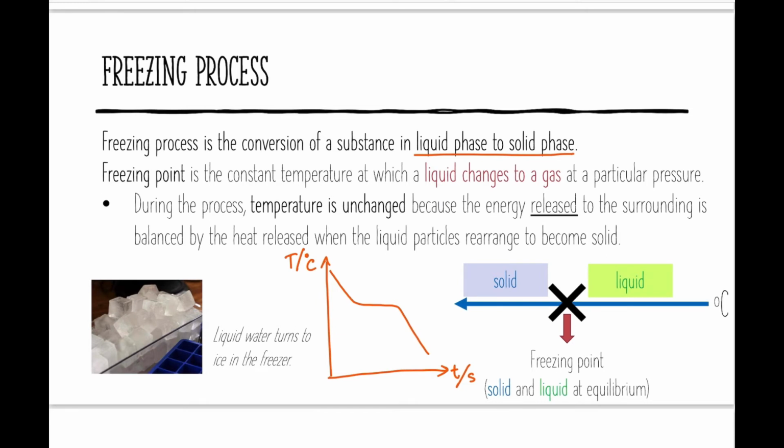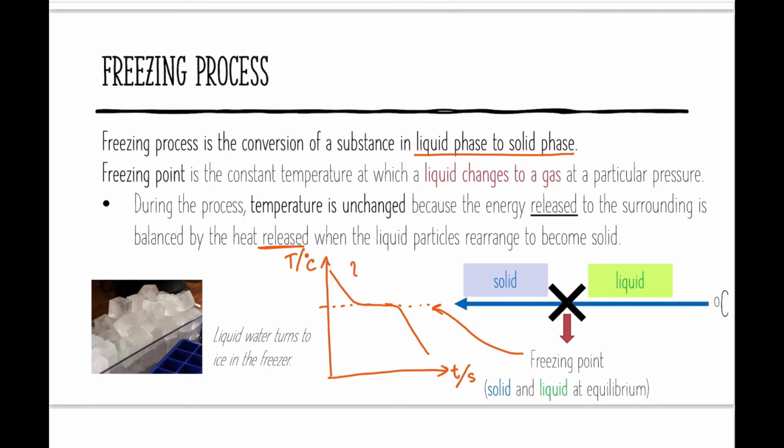However, at a certain point called the freezing point, which is here, the temperature remains constant because the energy released is being used or replaced by the heat released when the liquid particles rearrange to become solid. When the liquid particles rearrange to become solid, they release heat. So the heat that is supposedly lost to the surroundings is being replaced with that heat so that the liquid particles can become solid.